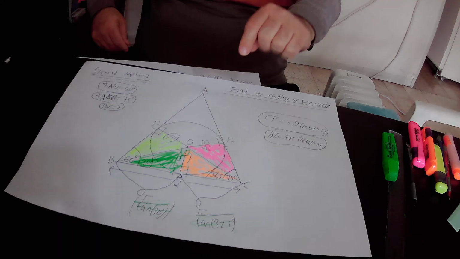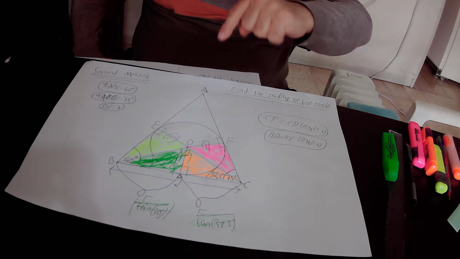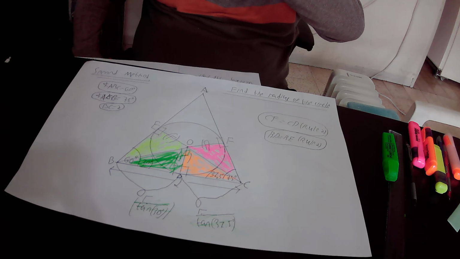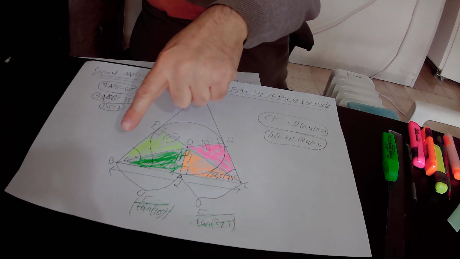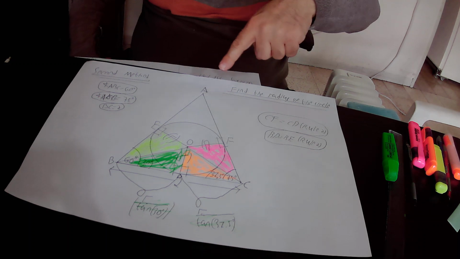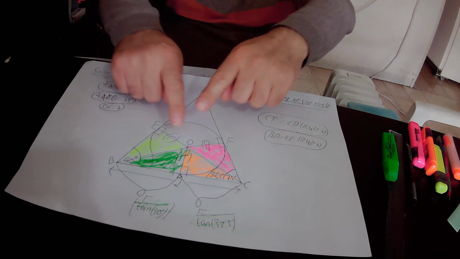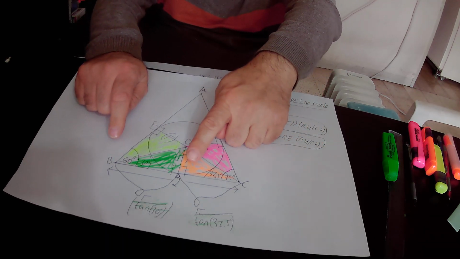In the second method, we define the center of this circle as O. We define the point of tangency of tangent AB with this circle as E, the point of tangency of tangent AC with this circle as F, and the point of tangency of tangent BC with this circle as D.